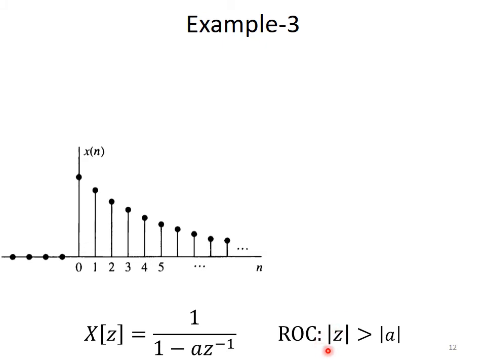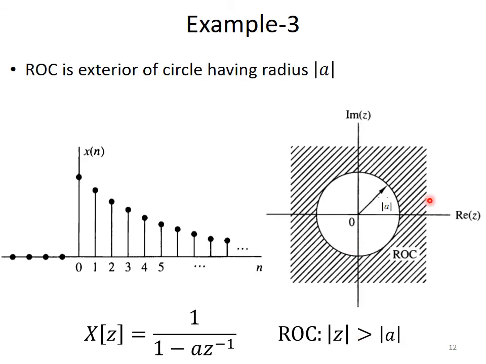Now let us sketch the region of convergence. Region of convergence is magnitude of z greater than magnitude of a, right? So as long as the values of magnitude of z are greater than magnitude of a, the sequence would converge. So in the complex plane, z can have any value: positive, negative, even imaginary or complex. In all these values, the magnitude of z should be greater than magnitude of a. So in the complex plane, we will draw a circle of radius magnitude of a. So let us draw a circle of magnitude a.